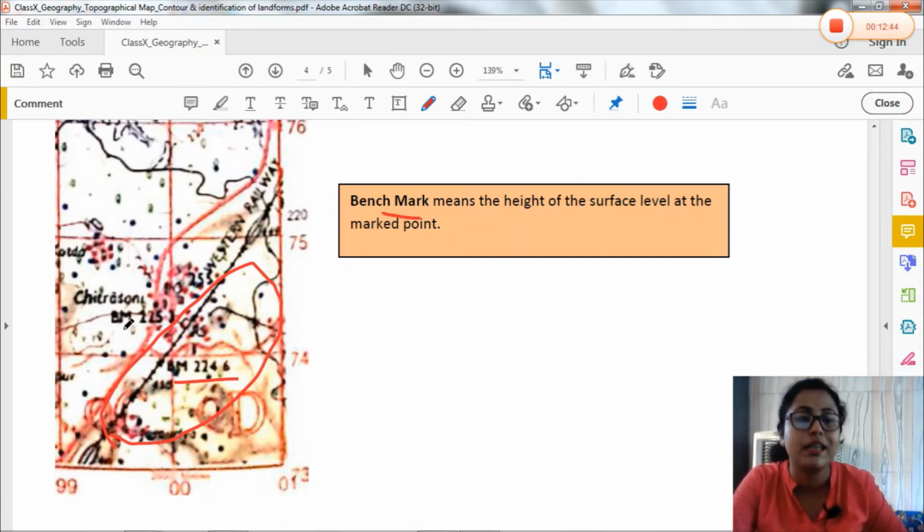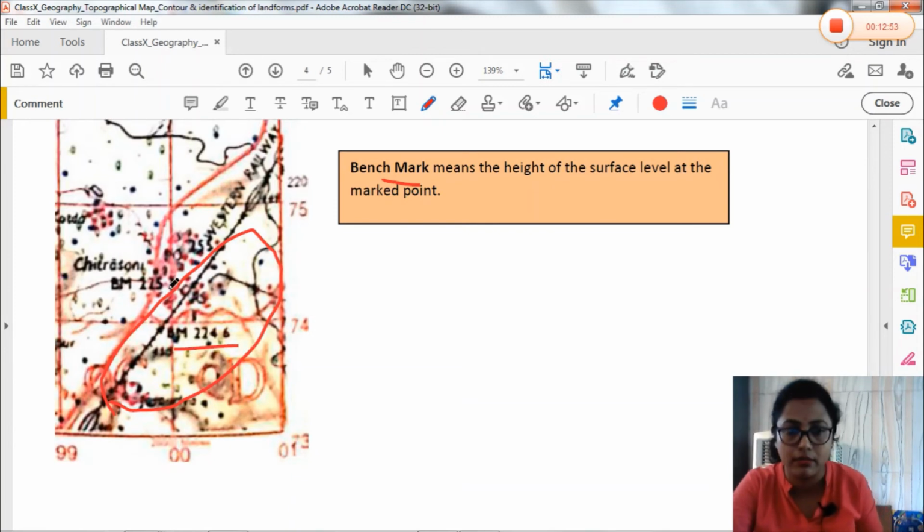If it is written beside the road, that means that road is situated at an altitude of that many meters from the mean sea level. Where this is written, particularly in that part only, the elevation is like that.